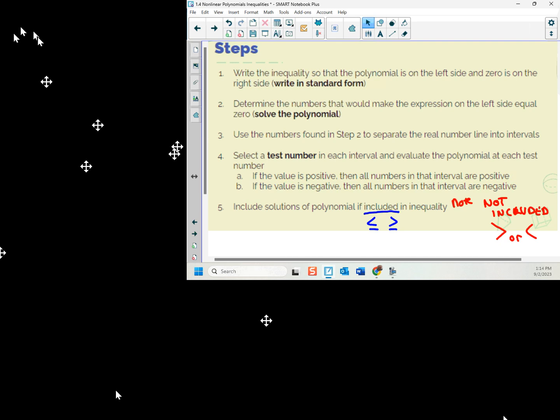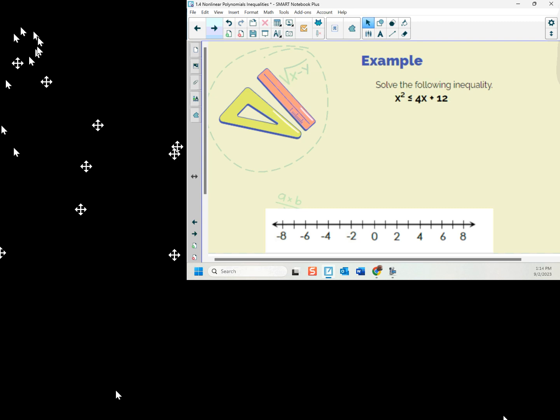But in this case, our first example is going to have a greater than, I think a less than or equal to. Let's see here. It is a less than or equal to. So we're going to end up including that point. And you'll see what I mean by that. And as we go over a couple examples, I think it'll be clear to you.